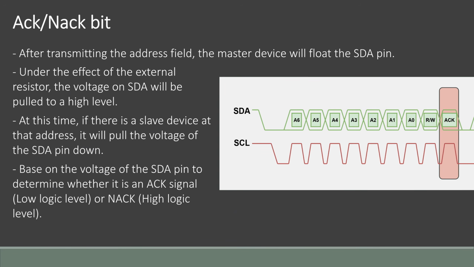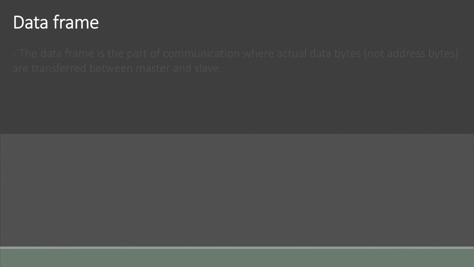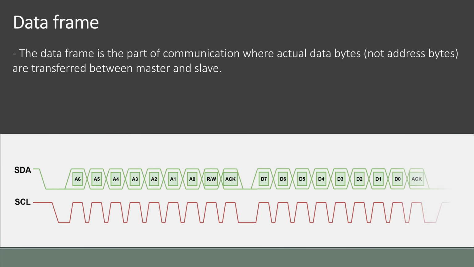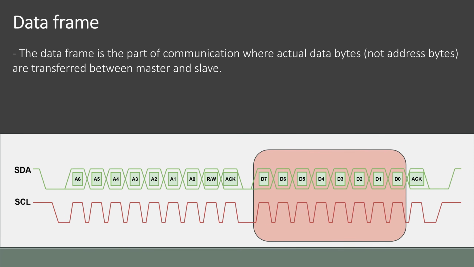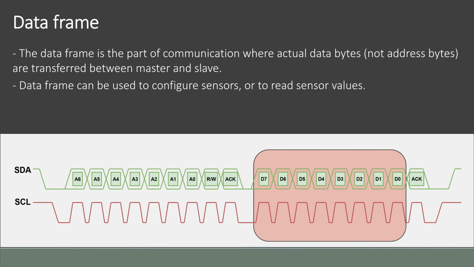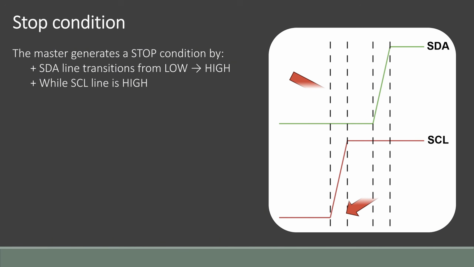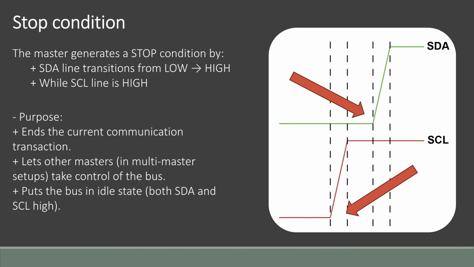If the master receives an ACK, it continues with a data frame. The frame may contain the register address, configuration values, or commands. After the data frame comes an ACK signal, just like the address frame. Finally, the stop condition. The master generates stop by SDA going from low to high while SCL is high. This ends the transaction, frees the bus for other masters, and sets the bus idle.